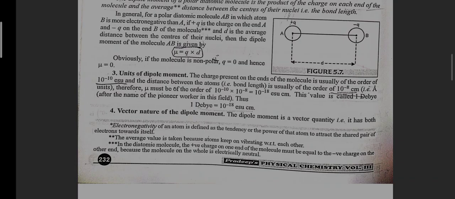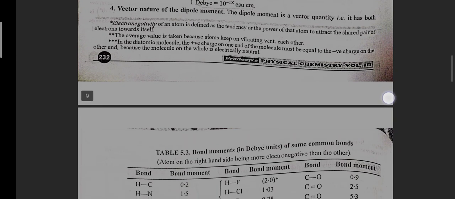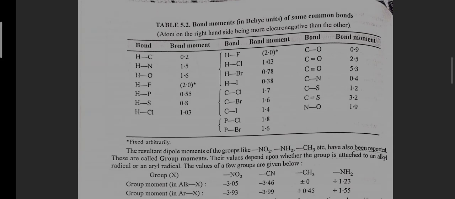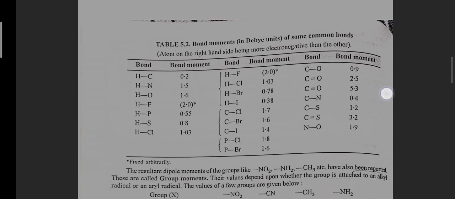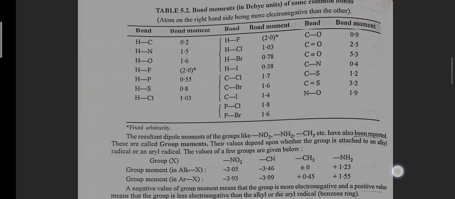Next is vector nature of the dipole moment. The dipole moment is a vector quantity, that is, it has both distance and direction.